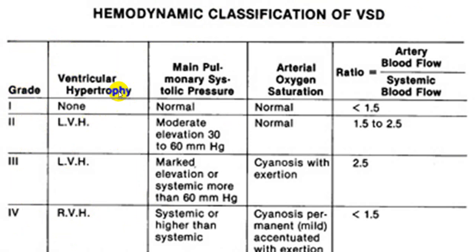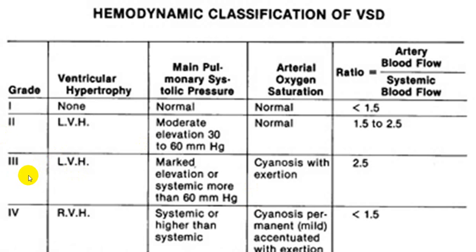In grade 1, there is hardly any ventricular hypertrophy. The main pulmonary systolic pressure is normal. Oxygen saturation is normal. And the pulmonary blood flow to the systemic blood flow ratio is less than 1.5. Grade 2, you will start getting LVH. Pulmonary pressure will start rising. It will become between 30 to 60. Oxygen concentration still remains normal. And the pulmonary to systemic blood flow ratio will be 1.5 to 2.5.